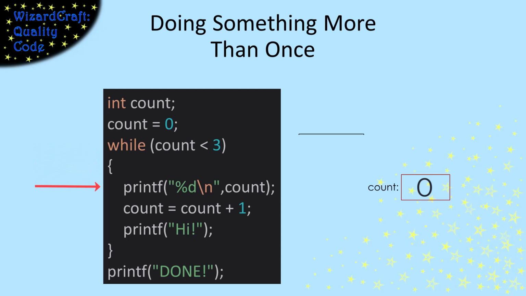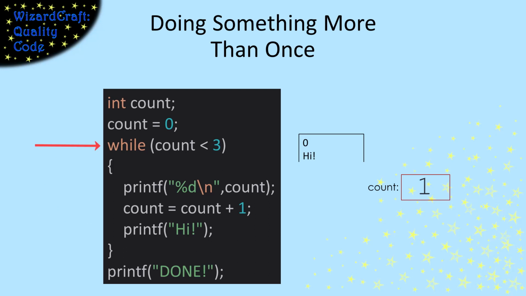First, we print out the value in count. Then, this assignment statement evaluates the right-hand side. Count is 0. Adding 1 gives us 1. And then we store it back into the variable on the left-hand side. That makes count get bigger by 1. Then we print out high. This curly bracket shows that we're at the end of the loop, so we go back up to the top.